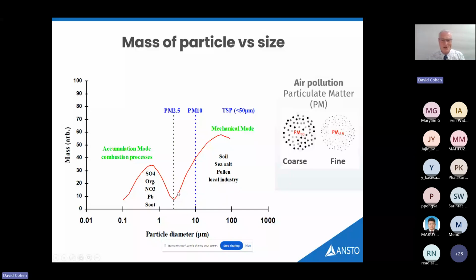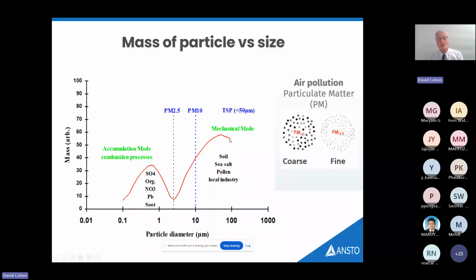And then if you come up the other side here, you get TSP, total suspended particulates. Anything less than 50 microns in diameter will probably stay in the air for a short while, but they're generated by mechanical processes. Soils, for instance, windblown soils that are lifted off the ground by wind, sea salt that comes off the ocean, pollen fragments that come out of pollens, flowers and things, and some local industry generating large particles by mechanical modes. So you have the accumulation mode and the mechanical mode.